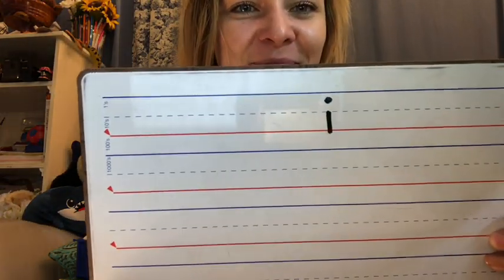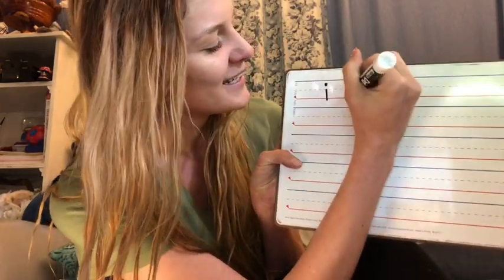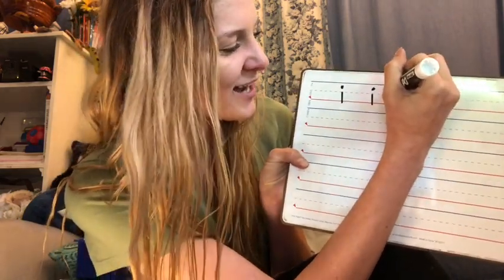The next letter we're gonna practice is I, lowercase I, like this. And when we practice it in the air with our voices, we say down, dot, I, down, dot, I. And when we write it, we go like this. Down, dot, I. Down, dot, I.